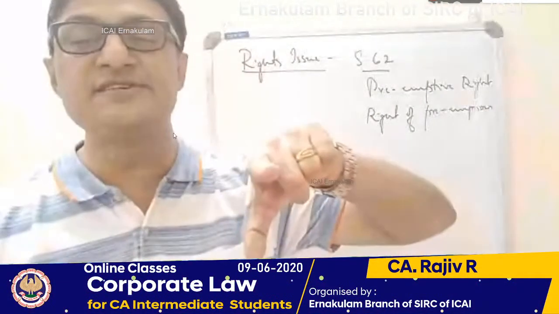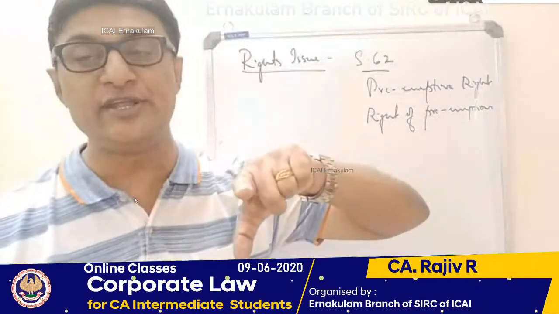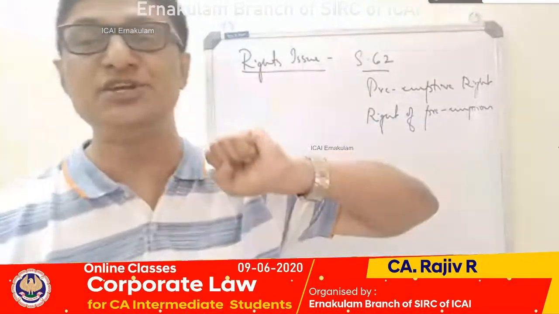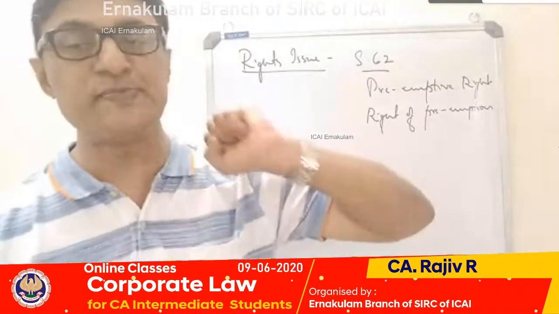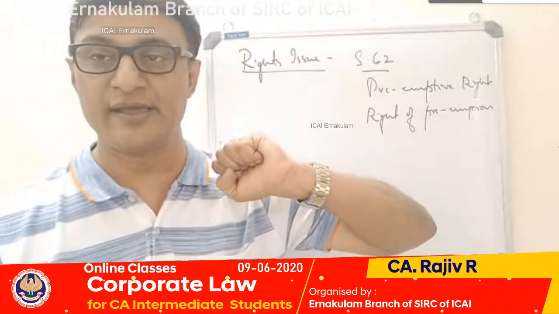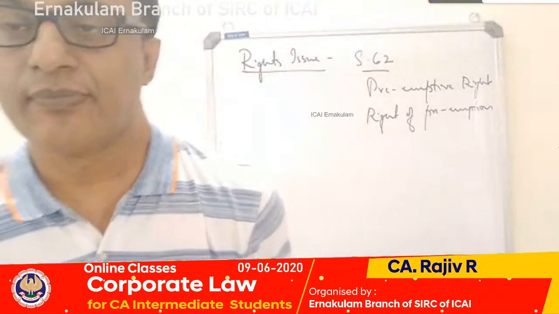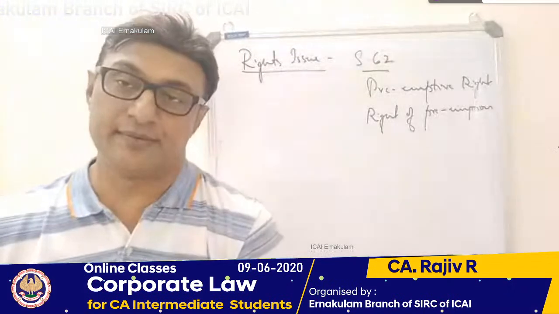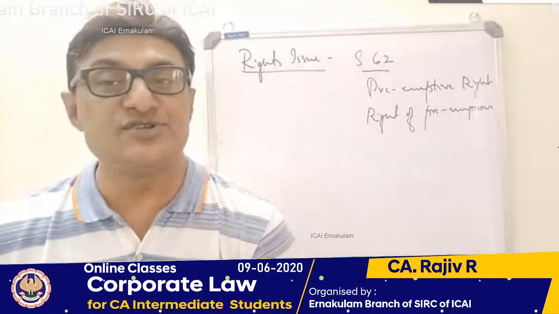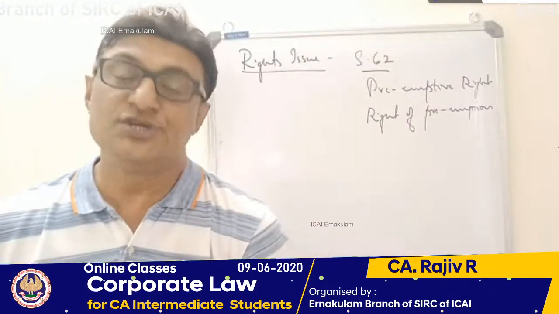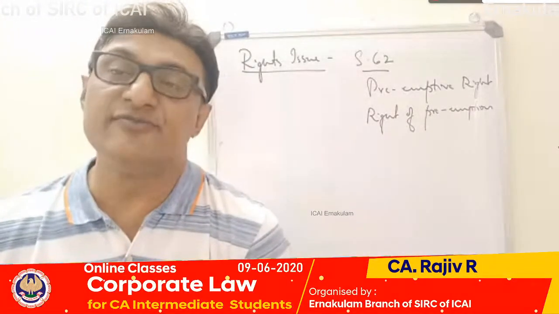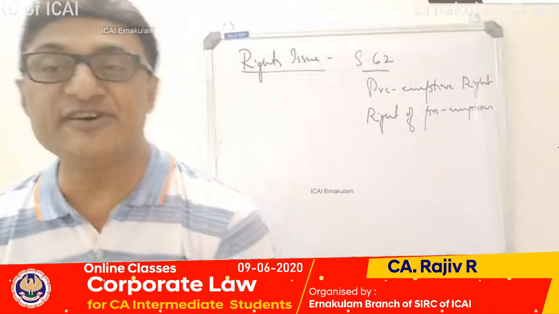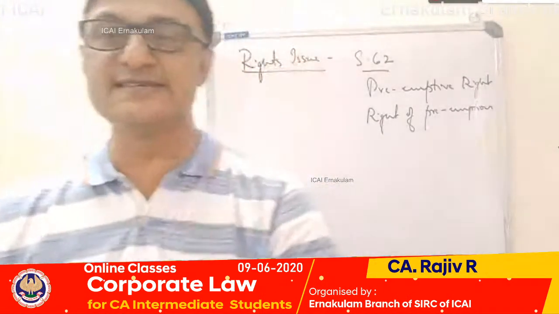The right of the existing shareholders of a company, the equity shareholders, to be offered a fresh issue of shares when it is made by a company is called a rights issue. So whenever a company releases out of its authorized capital shares for the second, third, fourth, fifth, sixth, subsequent time, it must be first offered to the existing shareholders.